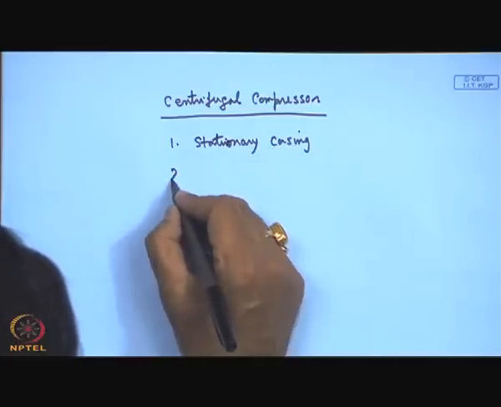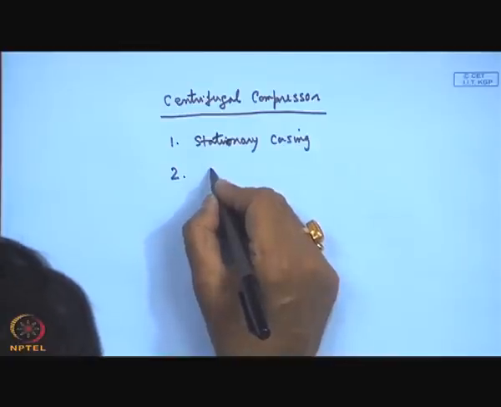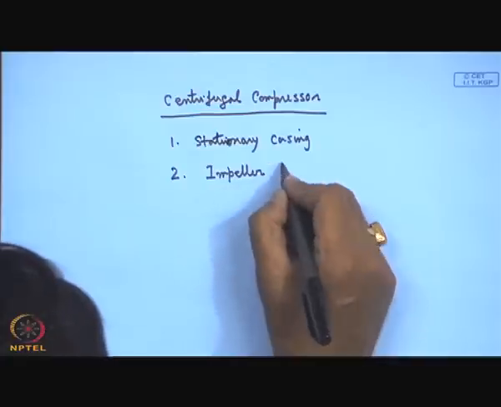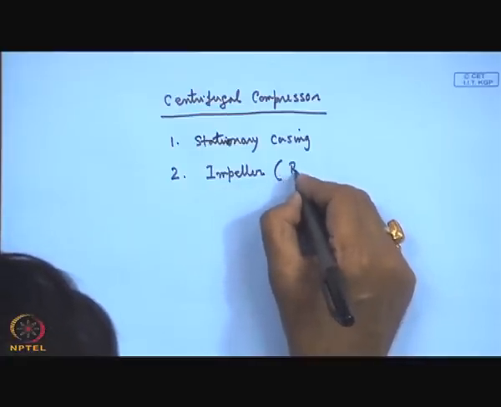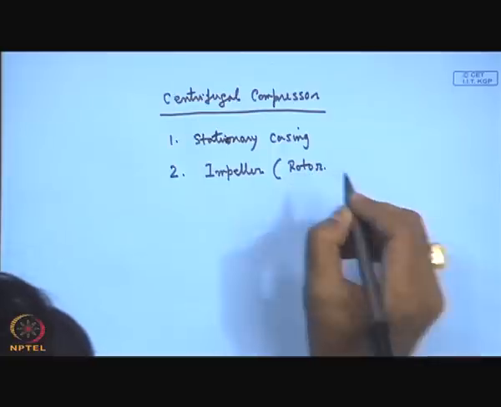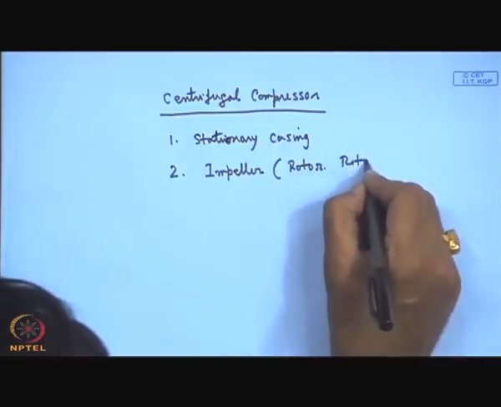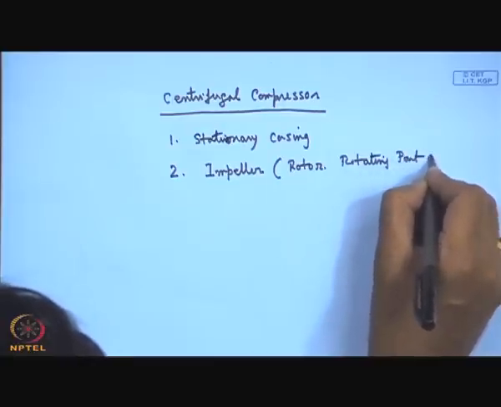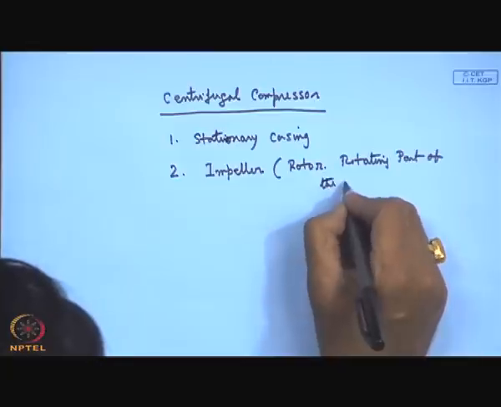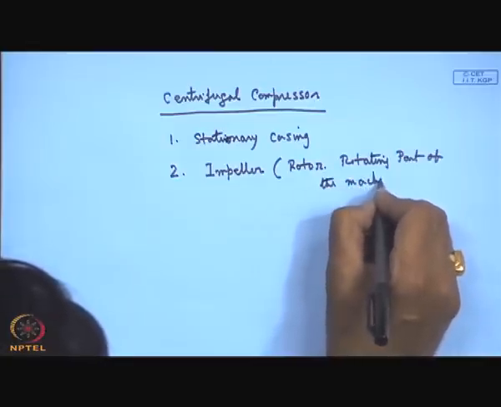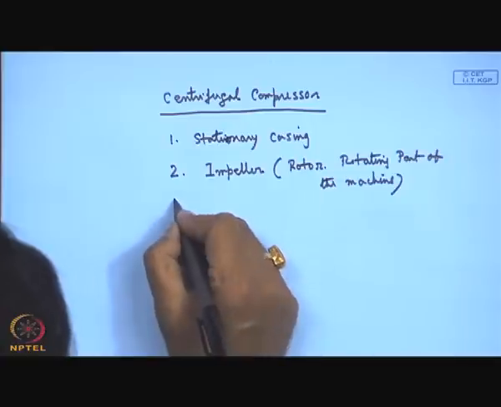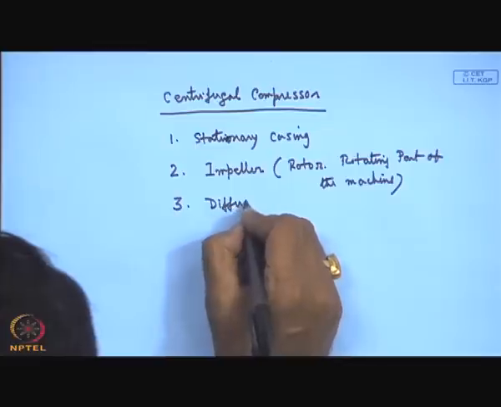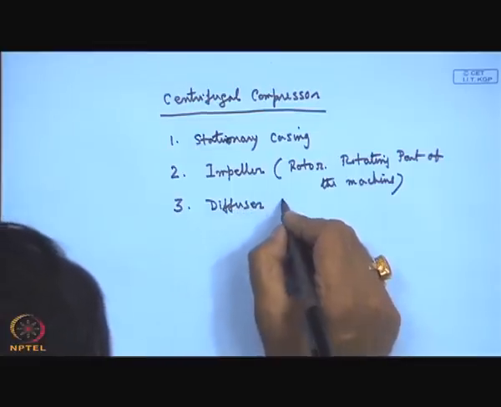Number two, the important part, is the impeller, which is the rotating part of the machine, known as the rotor, where the energy is imparted to the fluid. And number three is the diffuser. The diffuser is the static one.